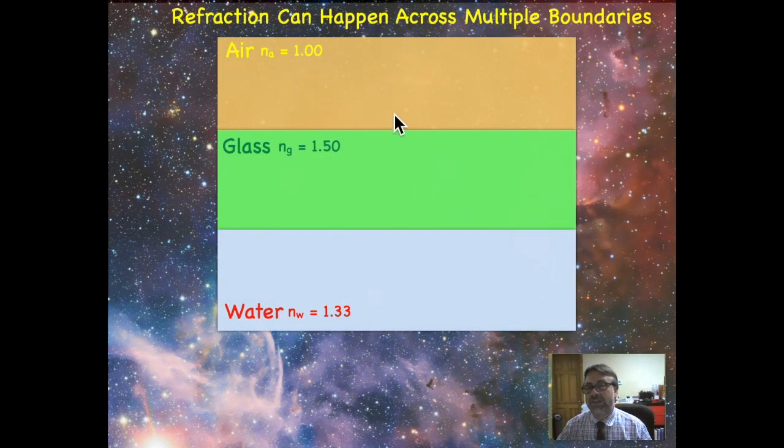So consider this multiple boundary problem. I have light going from air into glass into water. This is basically you looking through the walls of an aquarium or a fish tank. So I start with an incident light ray traveling from air to the glass, and in order to work with it, I'm going to need a normal line.